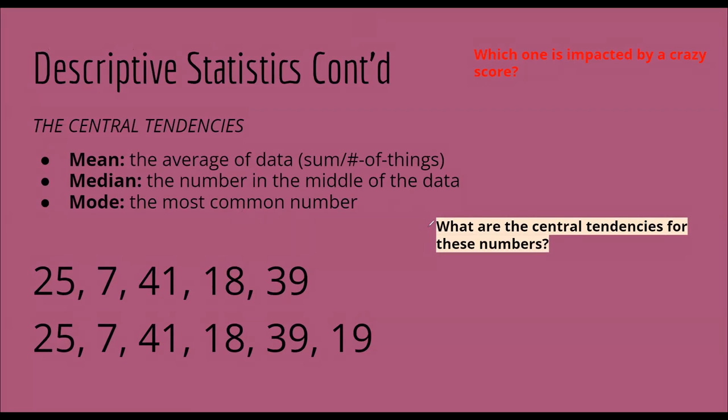And let's find the central tendencies for these numbers. And I'm going to just make this 18. But anyways, let's look at the first numbers. So mean, let's find the mean. Now you may not have to actually do this, but I'm just doing this so that you know how to do it. So 25 plus 7 plus 41 plus 18 plus 39. How many numbers are there? There's 5. So the mean is 26.